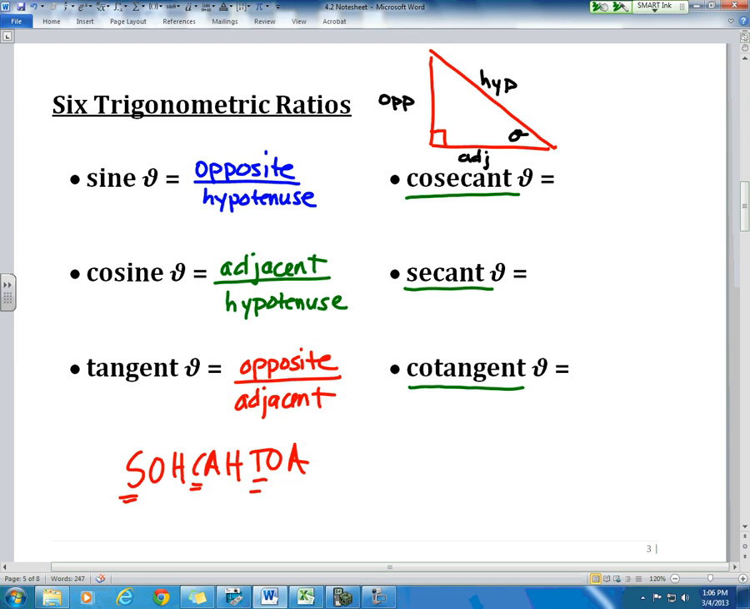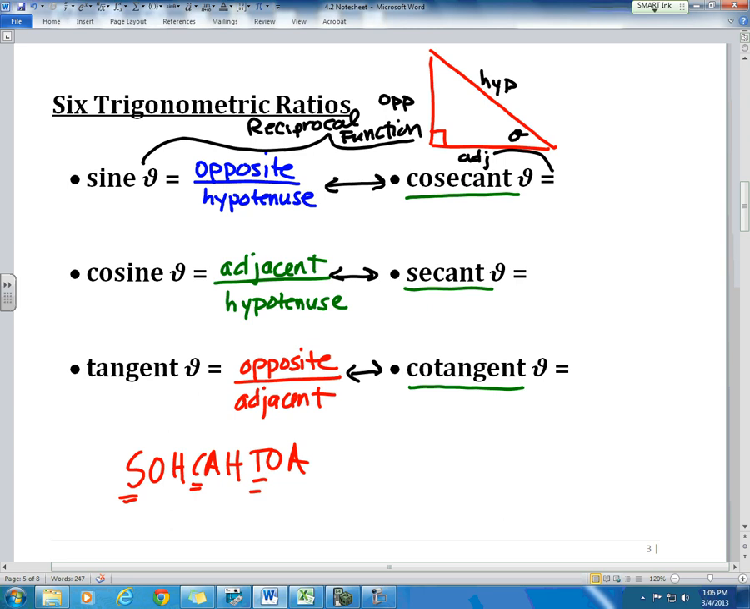The functions in the second column and the first column are reciprocal functions. So these are considered to be reciprocal functions, which means that going across in columns, these functions are reciprocals of each other. So the cosecant function is hypotenuse over opposite. The secant function is hypotenuse over adjacent. And the cotangent function is adjacent over the opposite.